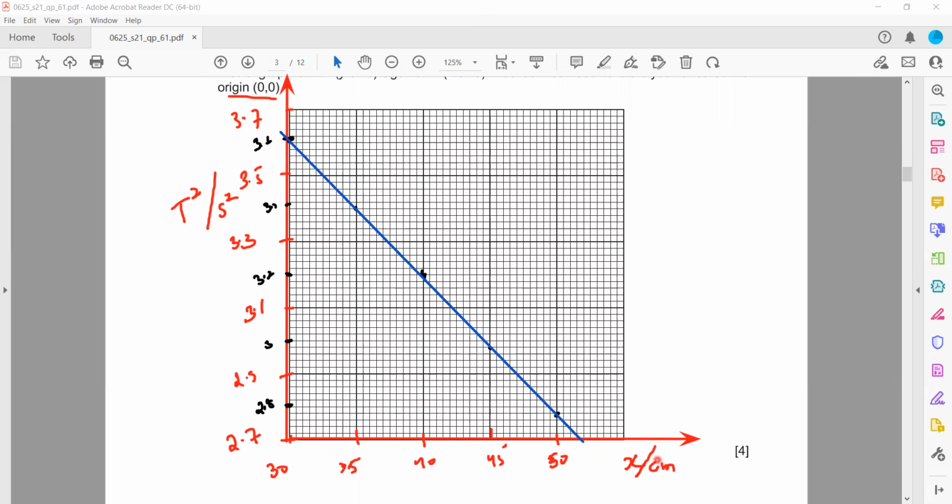So it is important that you label the axis. This is a very common mistake students make. They just write the numbers, but they don't label the axis. So one mark is for completing the labels for X and Y axis.